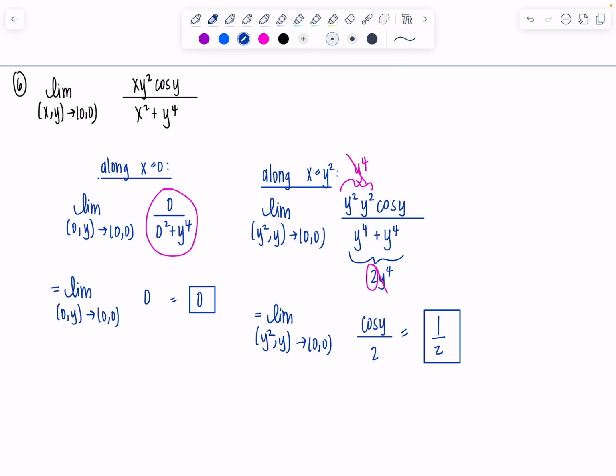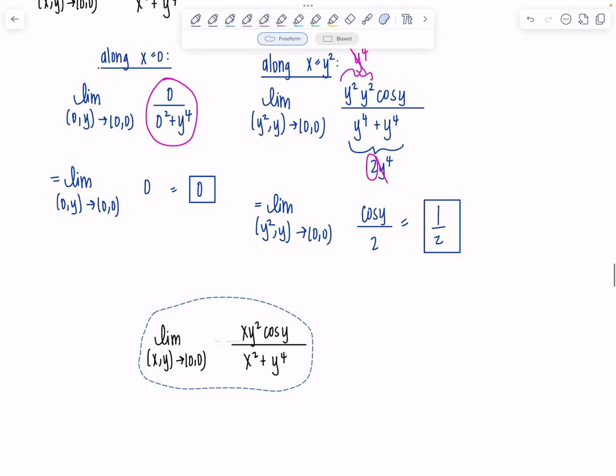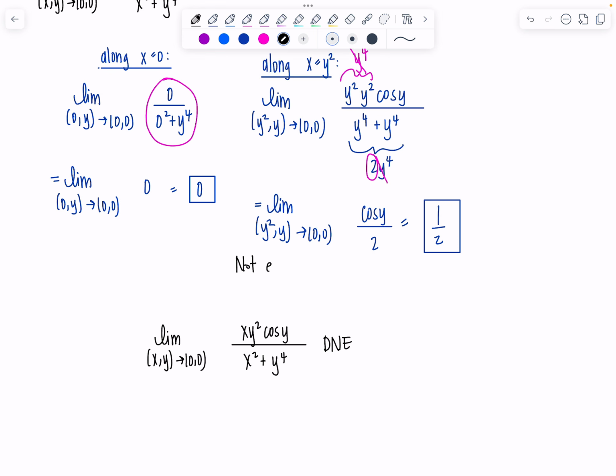So what does that tell me? That the limit does not exist. Check with your instructor how they want you to summarize. Maybe I'm being overly paranoid. Does not exist. I would just say not equal and draw an arrow to each, which implies the limit doesn't exist. Okay, hopefully you're getting the hang of it.